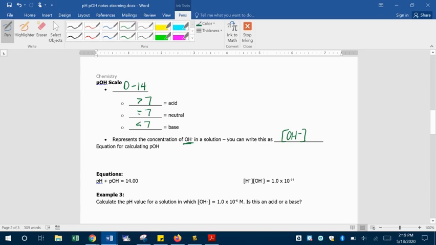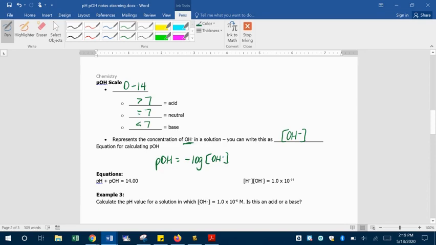It is very similar in the fact that the equation is pretty much exactly the same. In order to find the pOH, you're going to do the negative log, but this time, instead of the concentration of hydrogen ions, you're going to do the concentration of hydroxide.